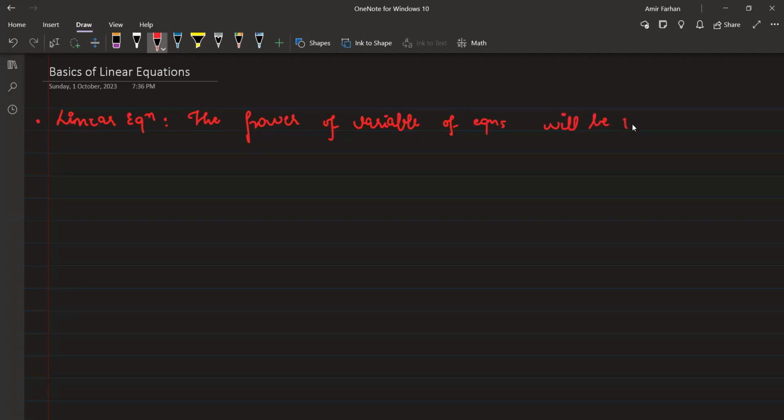So now, Simrat, tell me, this is x plus y equals 10. Now, in this equation, what is the value of the degree, or the power, of the x variable and the y variable? 1. It means this is 1 and this is also 1.